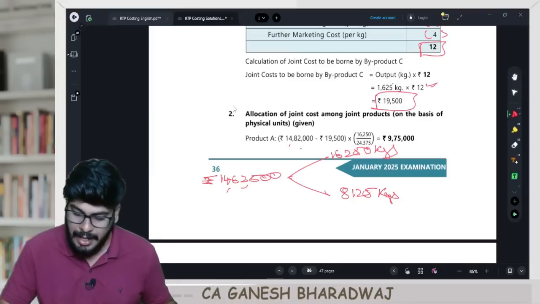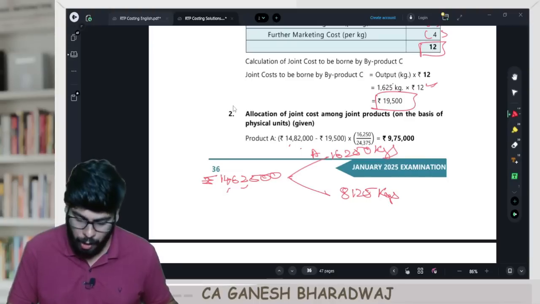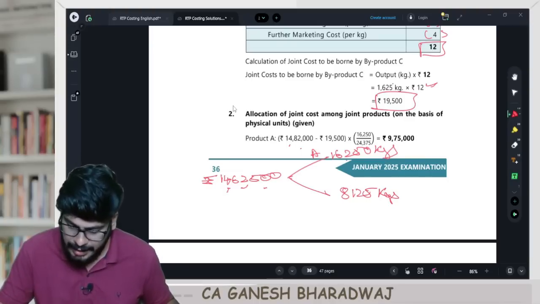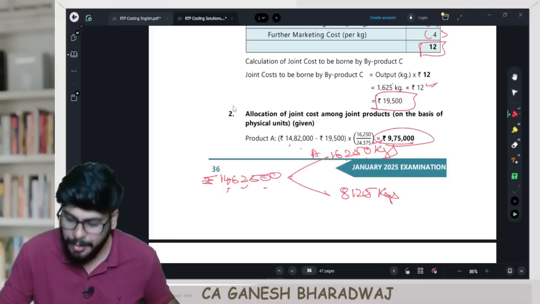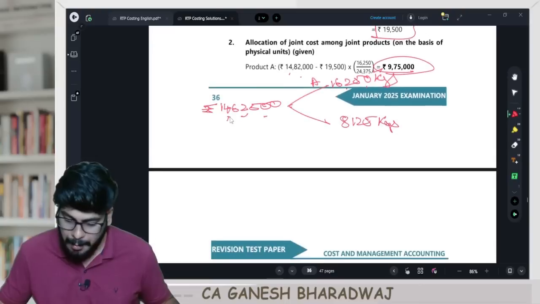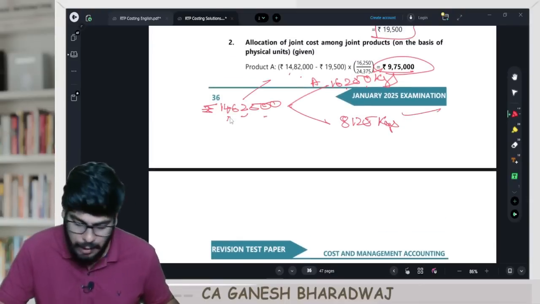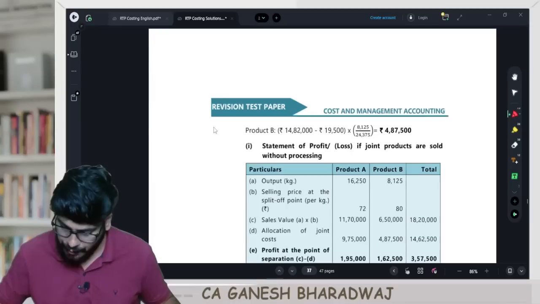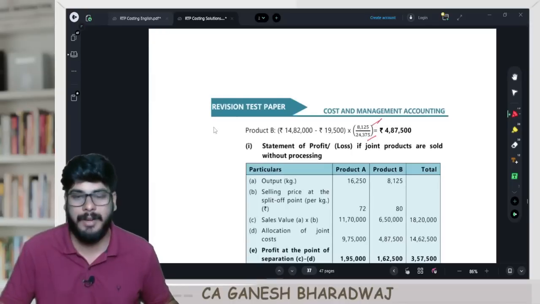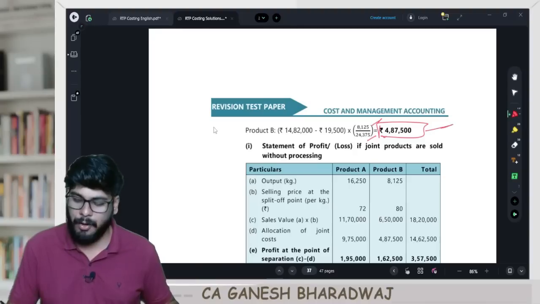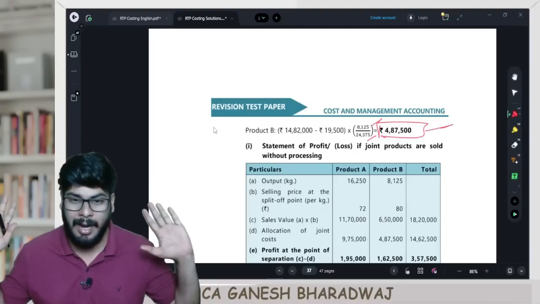So which means A's share of cost is going to be how much? 14,62,500 into 16,250 divided by 24,375, you get Rupees 9,75,000. B's share is going to be how much? 14,62,500 into 8,125 divided by 24,375. You get B's share of 4,87,500. Are you clear with this?